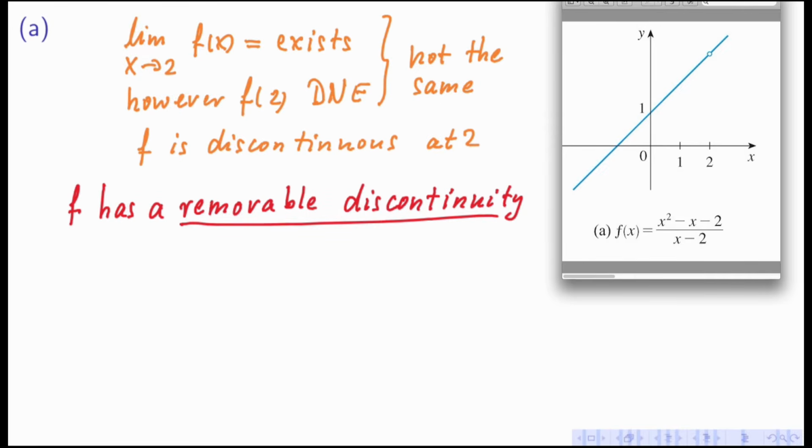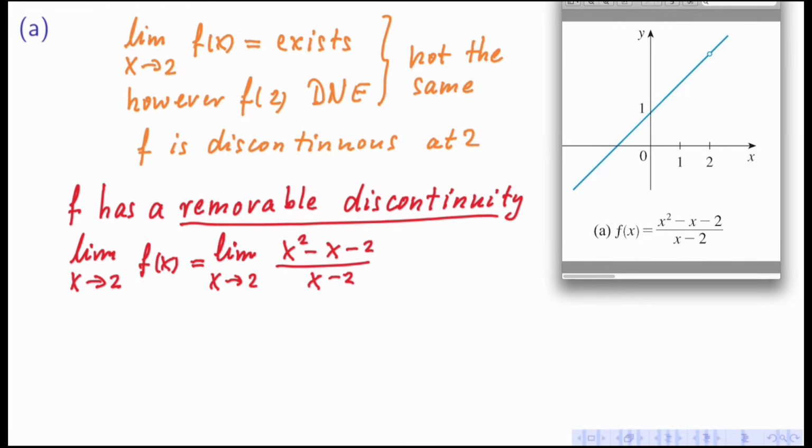Removable discontinuity? Well, this kind of implies we can remove it. So how can we remove it? Well, by replacing the missing value by an appropriate value. So what is the right value that should be put in there? For that we look at the limit now for real. So we look at the limit as x goes to 2 of f of x, which is equal to the limit of x squared minus x minus 2 divided by x minus 2. So this equals the limit as x goes to 2.